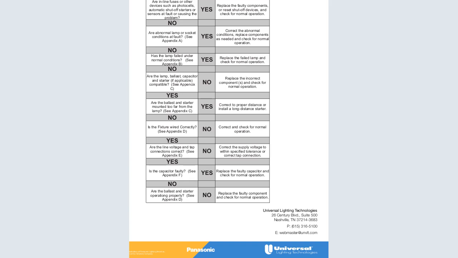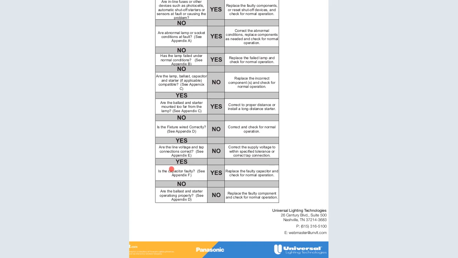If the answer is no, you correct it and check for normal operation. But if the answer is yes, then are the voltage and the tap connections correct? If the answer is no, then correct the supply voltage to within the specified tolerance, or correct the tap connection.